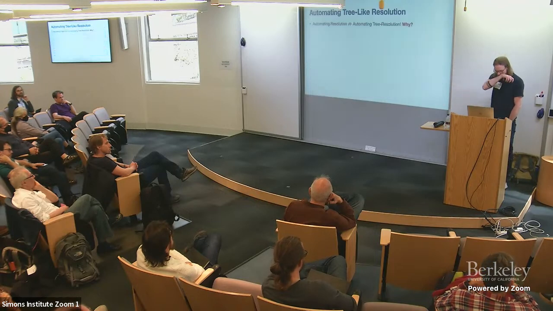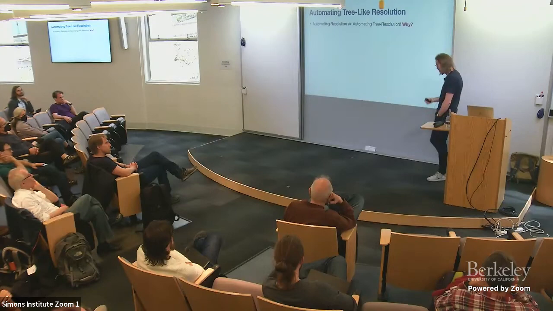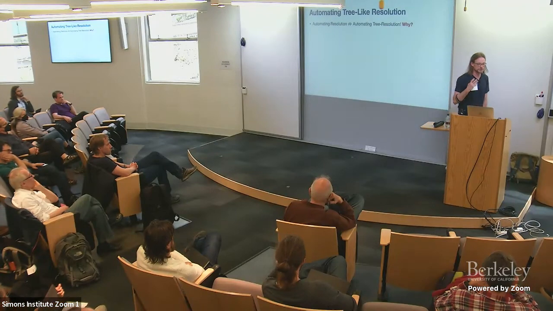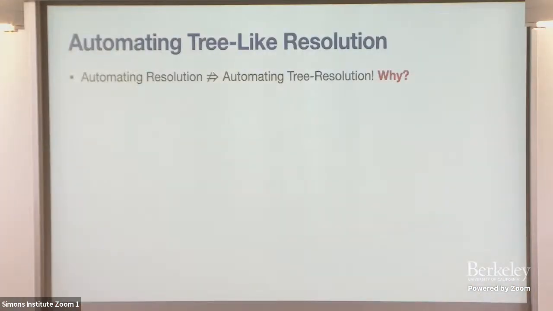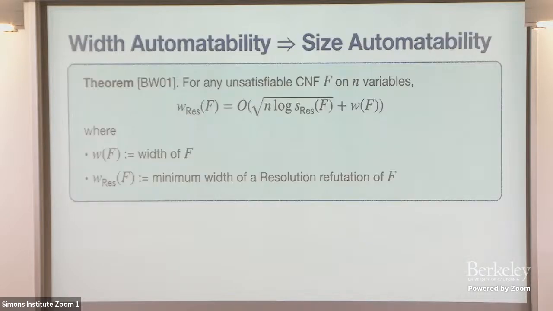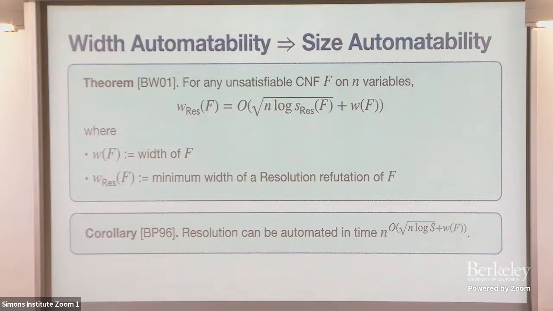Okay, cool. So let's move on to tree-like resolution. I said a second ago that we had this kind of ad hoc algorithm that does better for tree-like resolution. Well, let's first think about it. This algorithm that we just showed you does not automate tree-like resolution. So why is that?